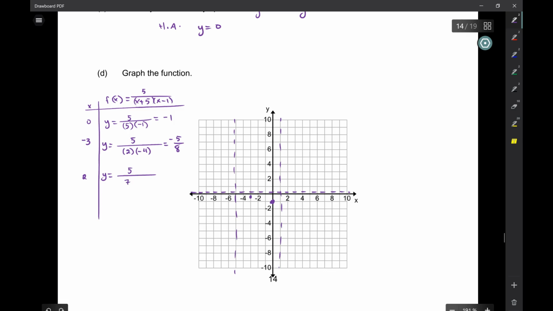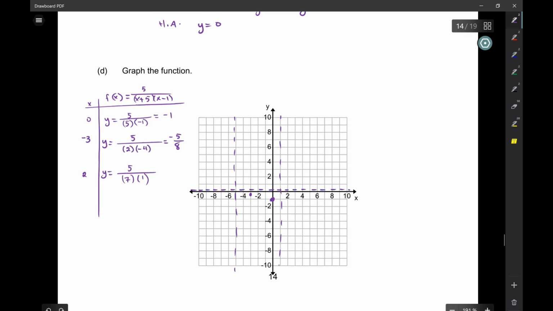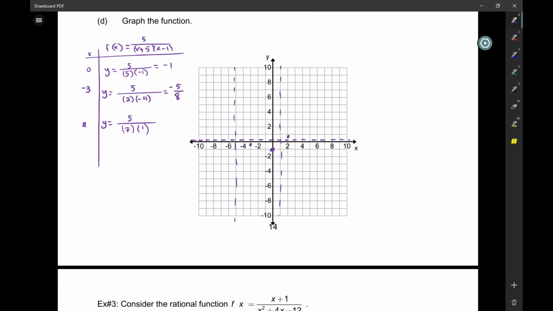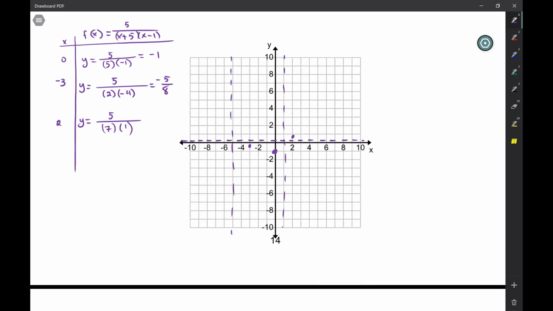Positive 2. So we have 7 and 1. Okay, so 5/7 here. Okay, so now let's take a look at, you know what, we could keep plugging points in all day long, but let's just think about this for a minute.